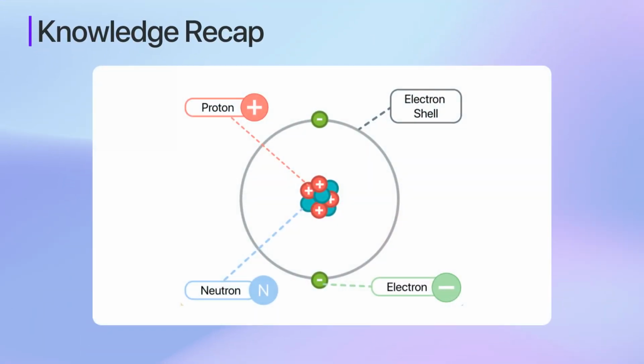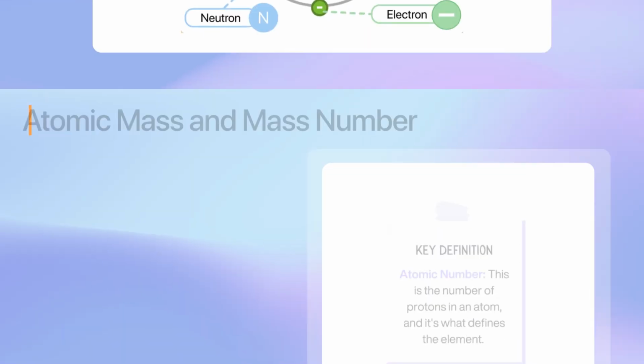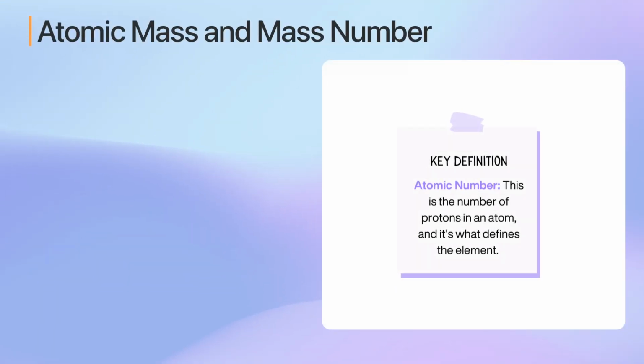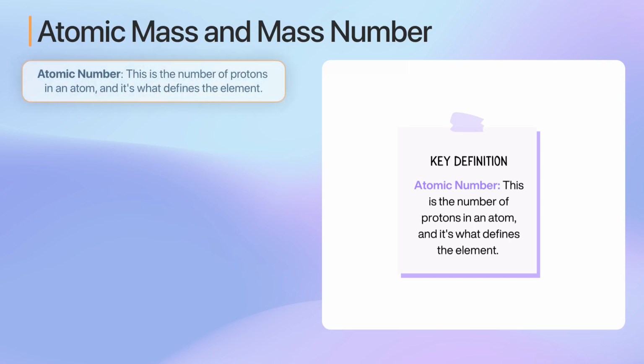Previously, we explored the basic structure of atoms, including protons, neutrons, and electrons. Now, we'll build on that foundation to learn how these subatomic particles are represented in atomic symbols. Let's start by introducing two key terms, atomic number and mass number. Atomic number is the number of protons in an atom, and it's what defines the element.